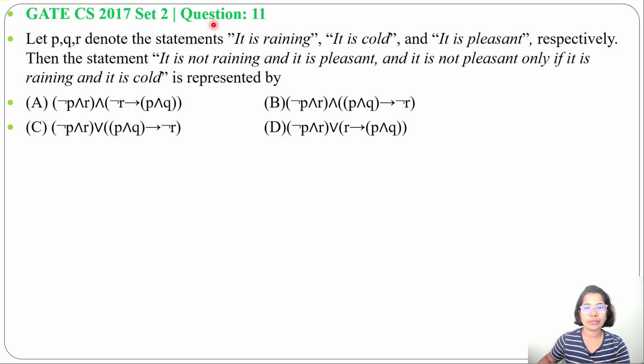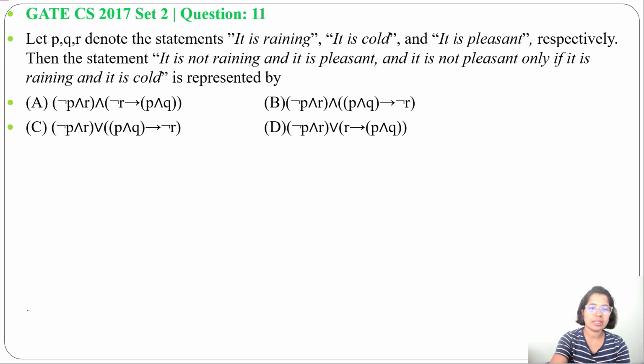Let's solve one previous question of mathematical logic. This question was asked in GATE CS 2017 set 2 question number 11. Let P, Q, R denote the statements it is raining, it is cold and it is pleasant respectively. Then the statement "it is not raining and it is pleasant, and it is not pleasant only if it is raining and it is cold" is represented by, and 4 options are given.